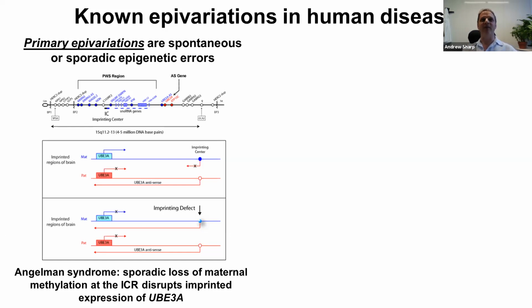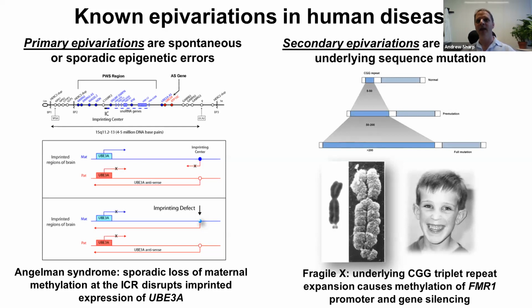So primary epivariations are thought to be purely epigenetic, spontaneous or sporadic errors where for some reason the cell or the embryo doesn't set up the methylation mark in the correct way. In contrast, other types of epivariation we can refer to as secondary epivariations, and these are attributable to an underlying mutation of the DNA sequence.